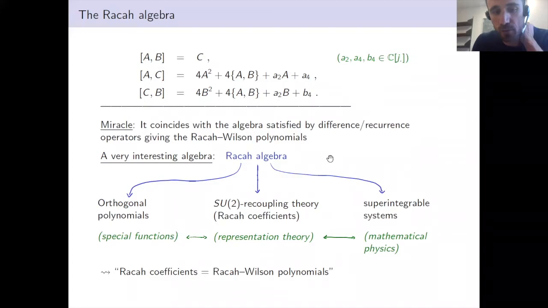And this small introduction to the Racah algebra should explain that the Racah coefficients, the recoupling coefficients of SU2, are actually given in terms of Racah-Wilson polynomials. It is because the same algebra, the Racah algebra, appears in these two different contexts. Okay, so I hope it was not too fast. I just want to remind you that we do find an interesting algebra by looking at the diagonal centralizer.